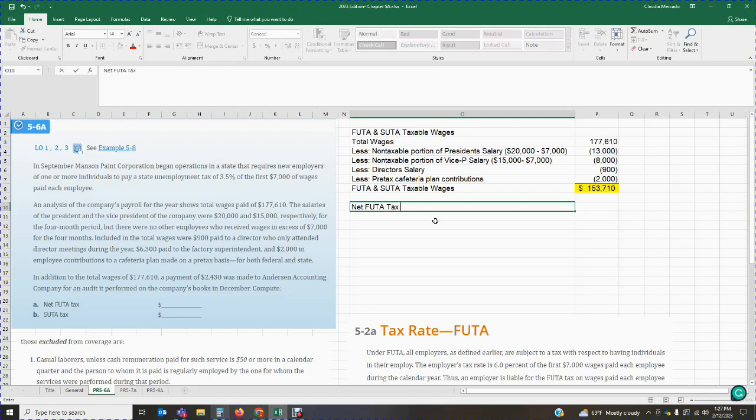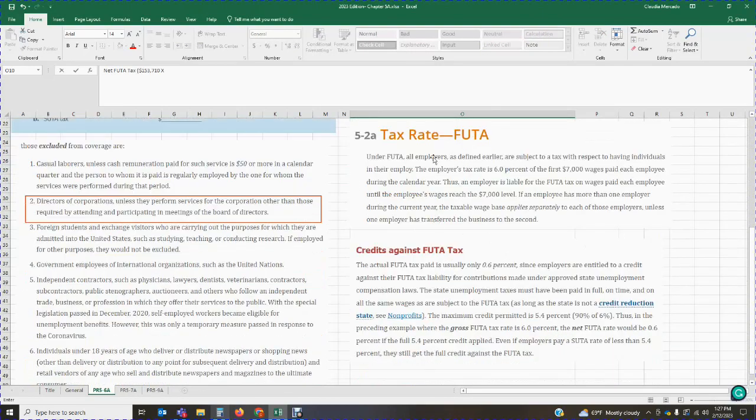And my net FUTA tax is going to be my 153,710 times my FUTA rate. In your book, we have a section that tells you the tax rate. It says that under FUTA, all employers as defined earlier are subject to a tax with respect to having individuals in their employment. The employer's tax rate is 6%. So we are going to pay 6% of the first $7,000 of wages paid to each employee during the calendar year.